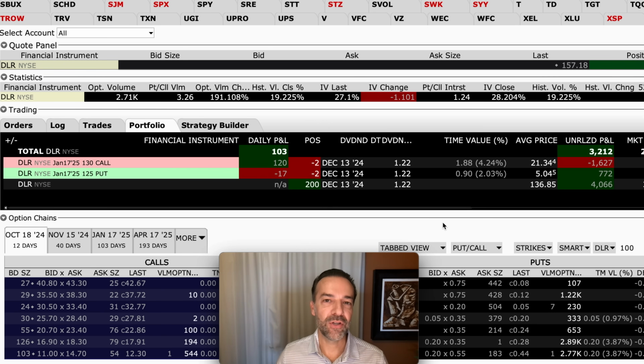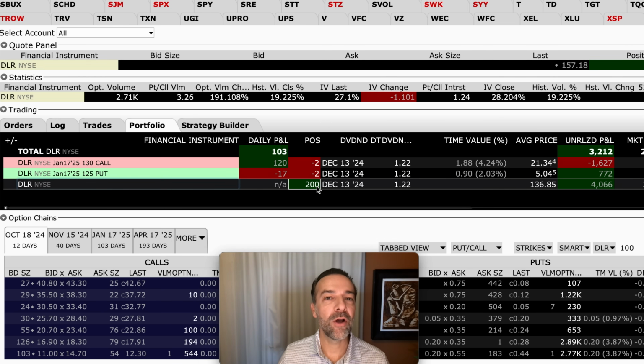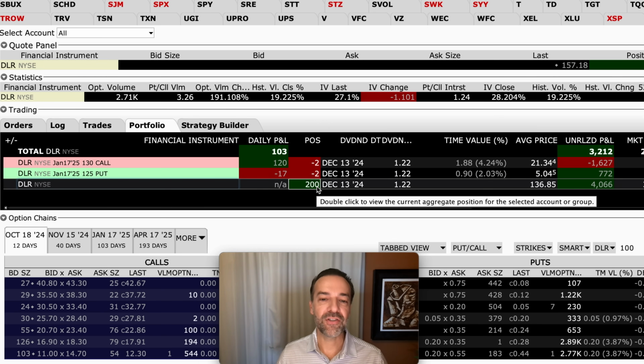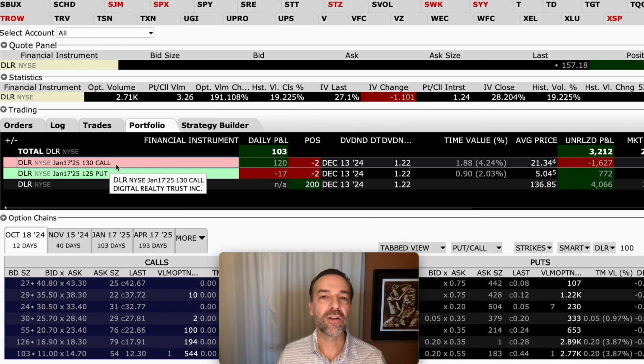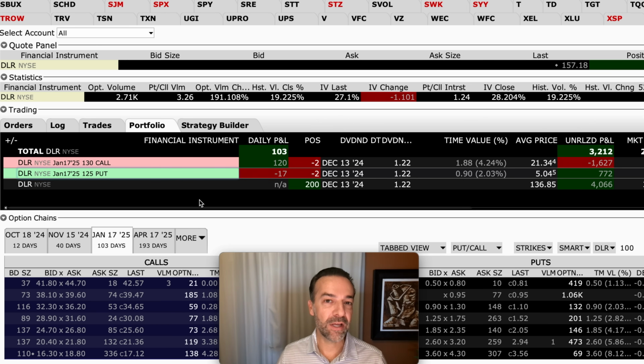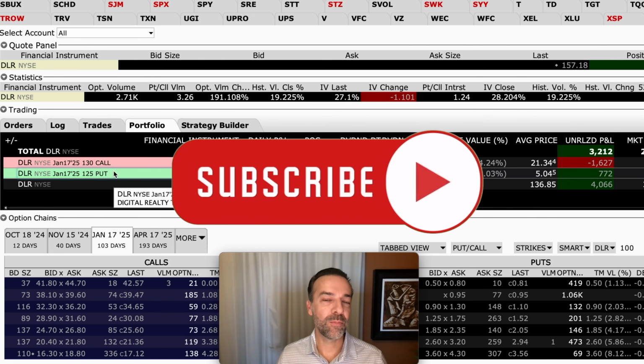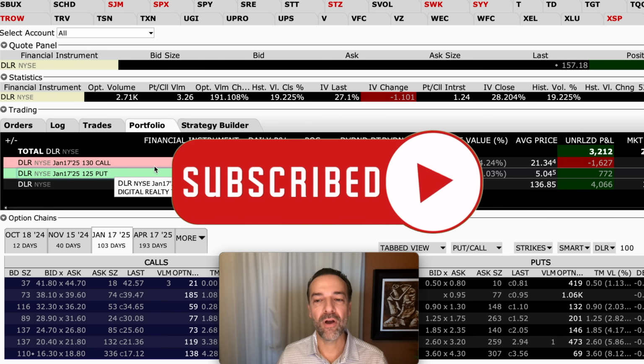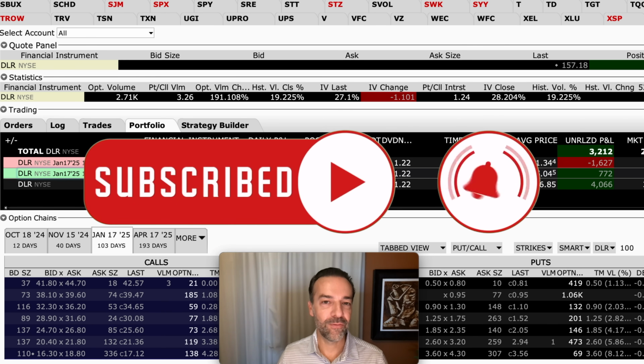Here you see my current position in DLR. On the bottom, you see we own 200 shares of DLR. That's the shares that were assigned to us several years ago. And our covered call expires in January, the 130 covered call, in about 100 days from now. Then the additional cash secured put options we've been selling expire on that same day, January 17th, and they're at the 125 strike price. So we're short the 125 cash secured put options, and we're in the 130 covered call. But remember, we bought this stock at $140 per share.